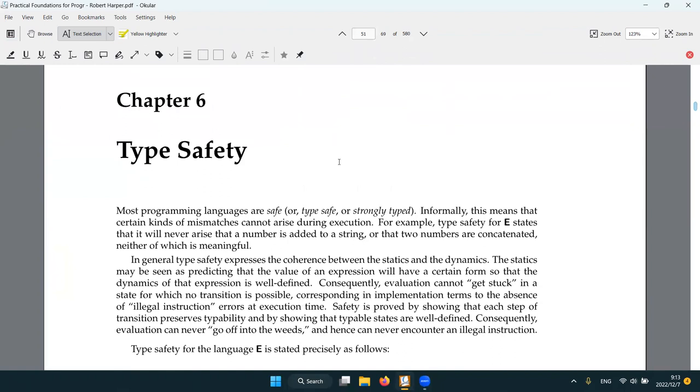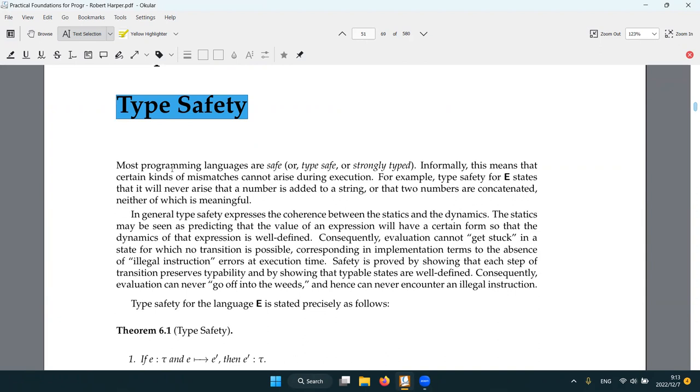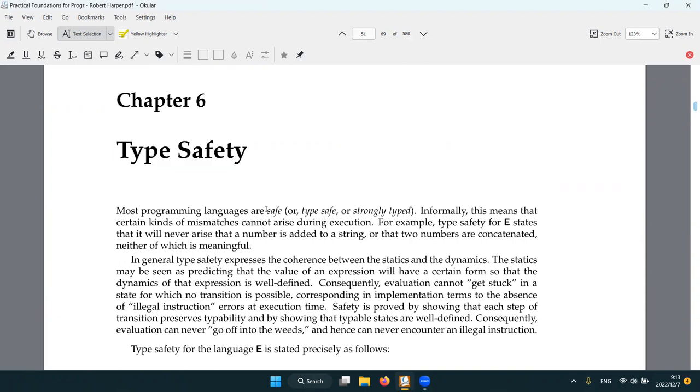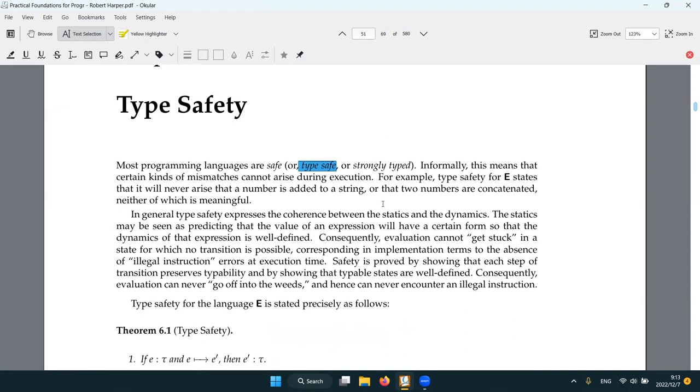So chapter six is about this concept called type safety, which is this nebulous concept that people just like throwing around without knowing what it means. Most programming languages are called safe or type safe or strongly typed. People use those words really loosely to mean a lot of different stuff. So I think I will just stick with type safe for what this book is talking about. And informally, type safety just means certain kinds of type mismatches cannot arise during execution.